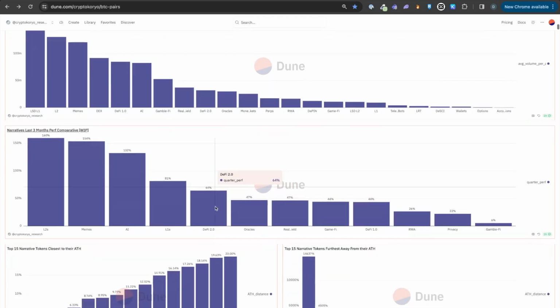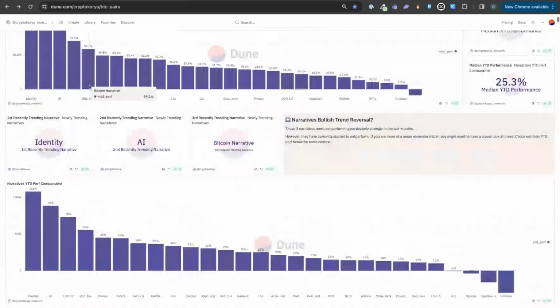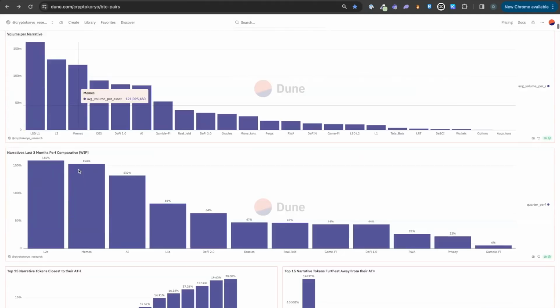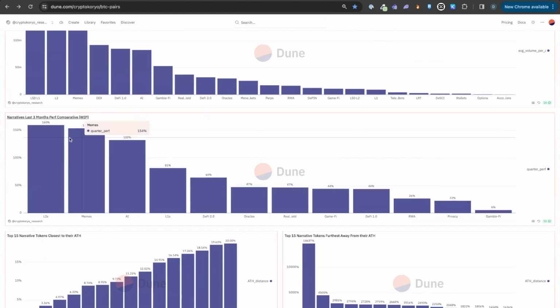Because we said that these things reset at the start of the month, and also to give a broader picture, there is also a 3-month performance here. This is work in progress because I have to add the other narratives, but you can already see here there are some good patterns. L2s and L1s and AI have been performing well.